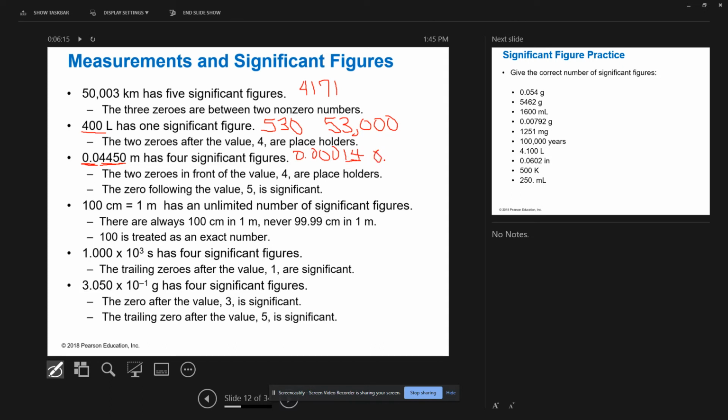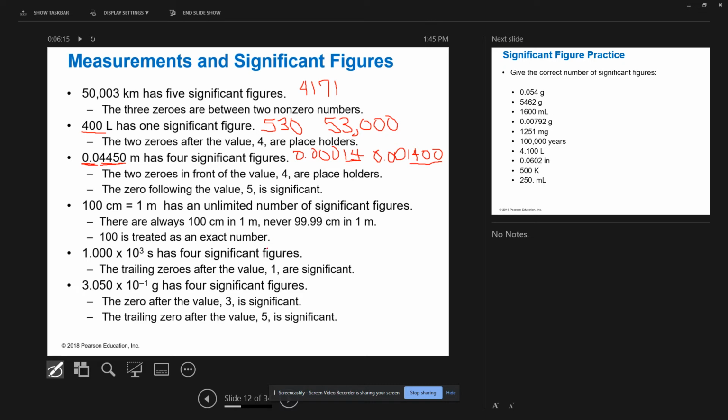If I change that number to 0.001400, now how many significant figures do I have? The answer is I have 4. These are placeholders, my leading zeros, and then these do count. Anytime, again, you have a decimal number and a 0 comes after a non-zero digit, they do count.